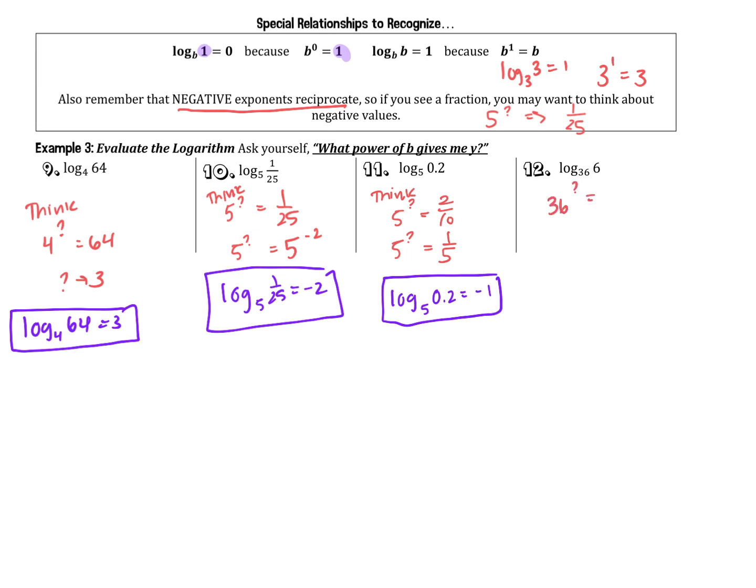36 to what power is going to give me 6? Well, 6 is the square root of 36, and the square root is the same thing as having an exponent that is 1/2. So log base 36 of 6 is equal to 1/2, because 36 to the power of 1/2, which is the same thing as the square root of 36, is equal to 6.